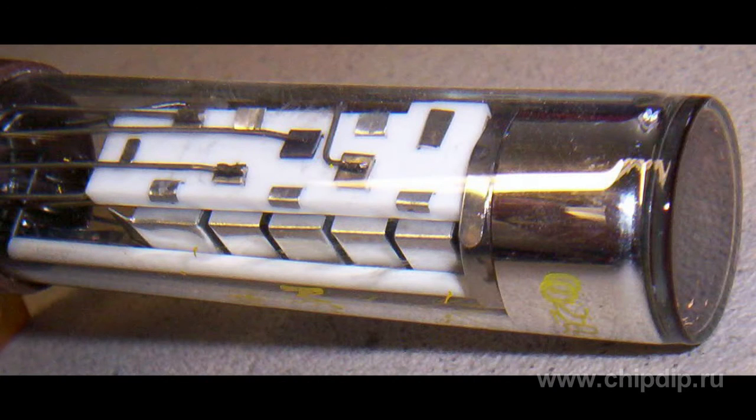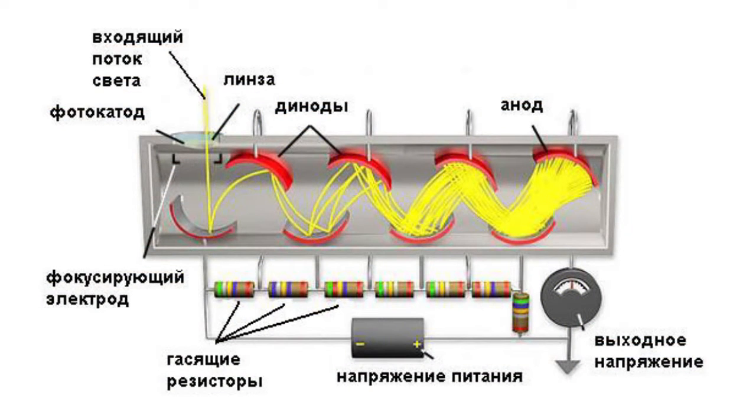The photocathode emits electrons. Then the electrons multiply in specialized electrodes called dynodes. At the end of a dynode circuit, there is an anode or a collecting electrode. The current running through the anode is proportional to the photocurrent generated by the photocathode.